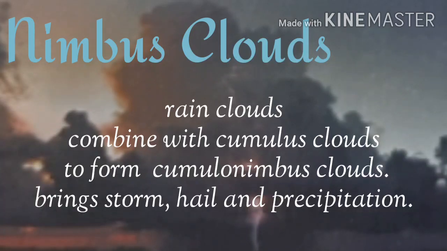Nimbus clouds are the actual rain clouds. They are very dark in appearance. When we receive very heavy rainfall, it is related to nimbus clouds. Sometimes they combine with cumulus clouds and form cumulonimbus clouds. Cumulonimbus means a thunderhead. These clouds bring storms, hail and tornadoes, and the precipitation is mainly related to the nimbus clouds.